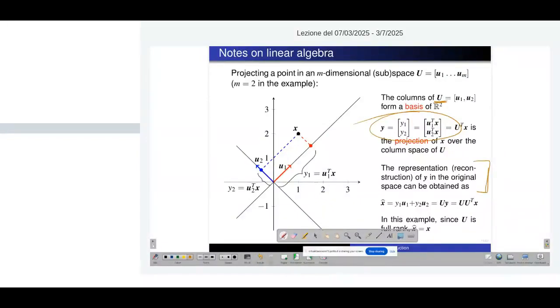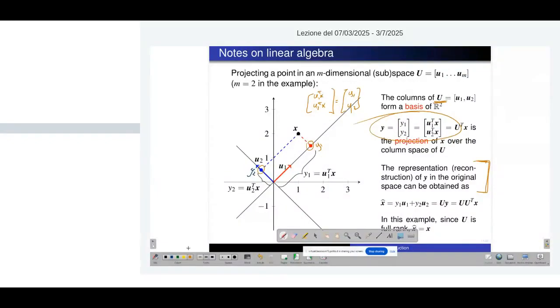Now I can build my reconstruction. How? Well, if I have the coordinates of the points defined in this reference frame, so U1 transpose x and U2 transpose x, we call this y1 and y2. So y1 is the coordinate over this axis and y2 is the coordinate over this axis of x. If I want to represent x in the original space, how can I do that?